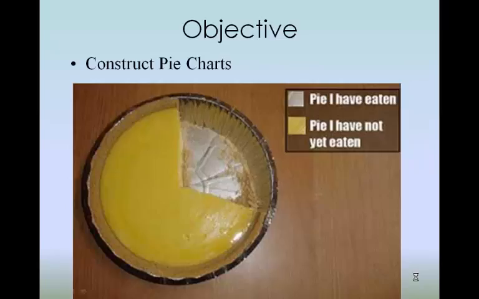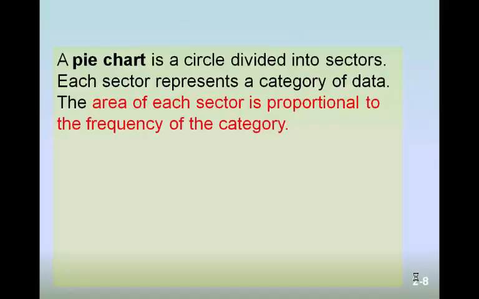Now let's talk about pie charts. A pie chart is a circle divided into sectors, which you know as a pie slice. Each sector represents a category of data. The area of each sector is proportional to the frequency of the category.